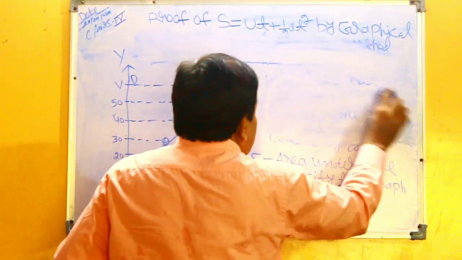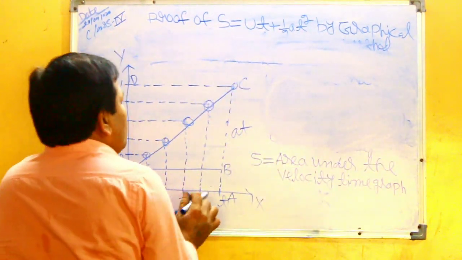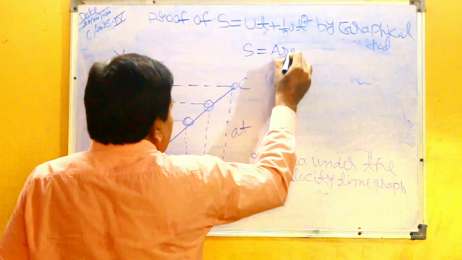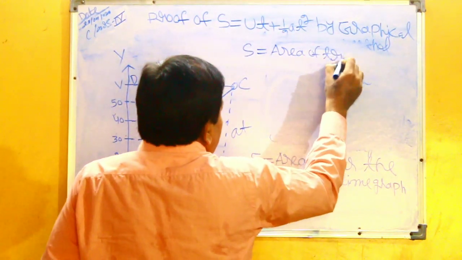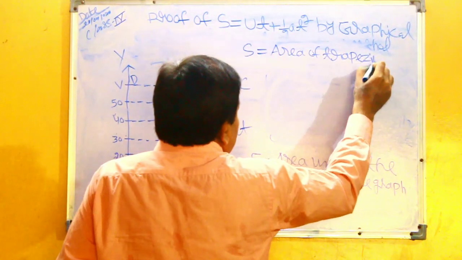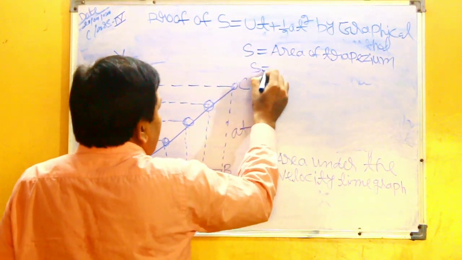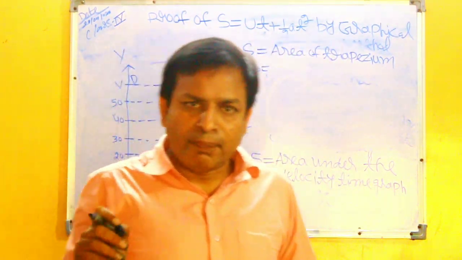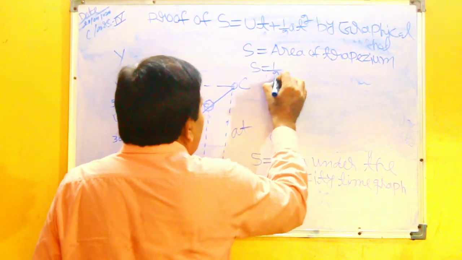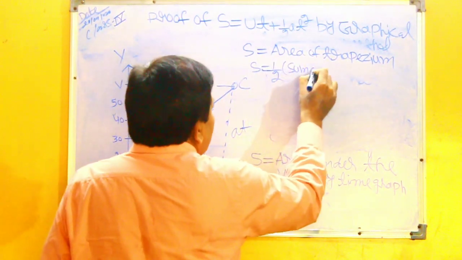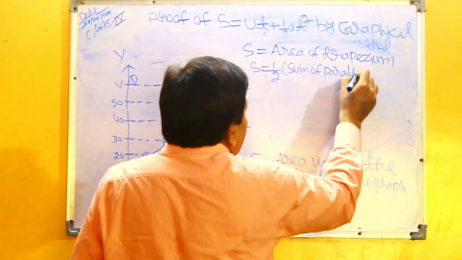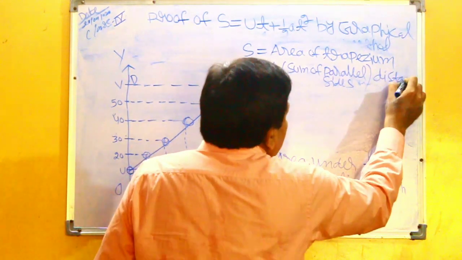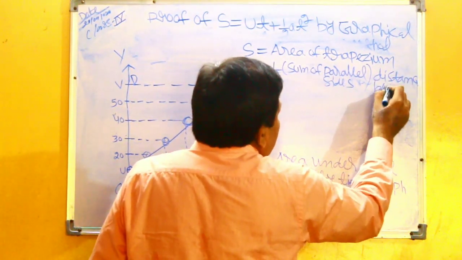So we can write here distance equal to area of trapezium. And we know that area of trapezium is 1 by 2 sum of parallel sides into distance between the parallel sides.